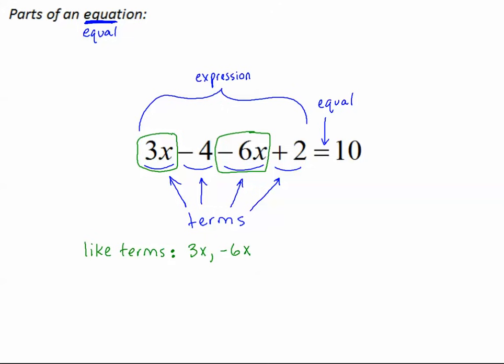Another pair of like terms are negative 4 and positive 2. Negative 4 and positive 2 do not have a variable next to them. So these are like terms because they're like each other, but more specifically, these are called constant terms because they don't have a variable. What's the variable? This is the variable, the x. This letter right here, that's called a variable. The number that's multiplied to the variable is called the coefficient. The 3 is called the coefficient.